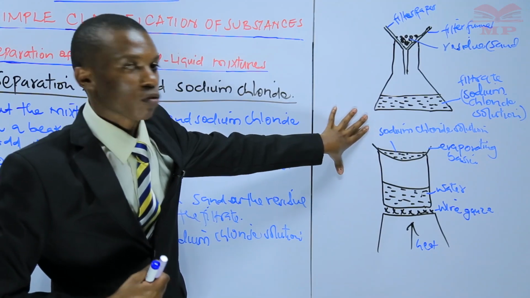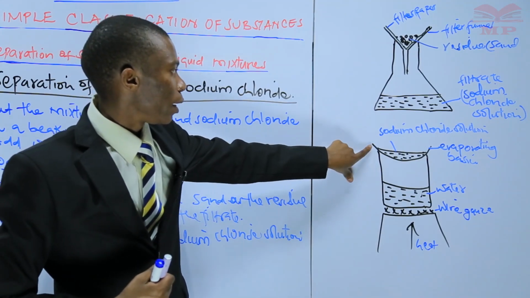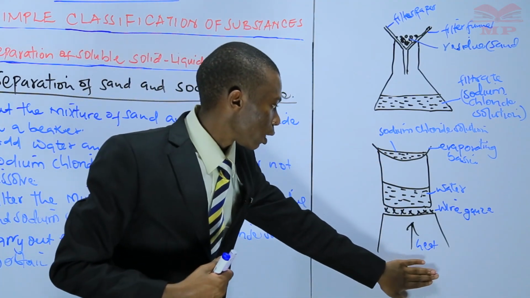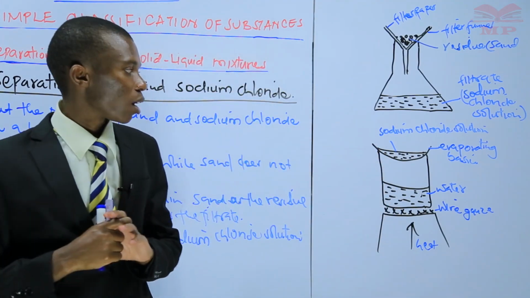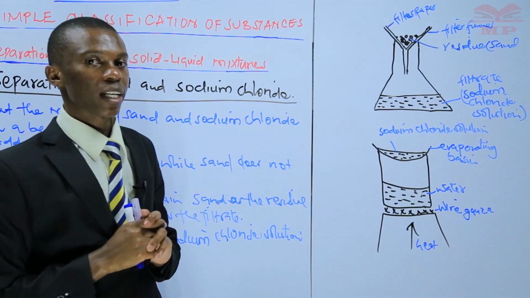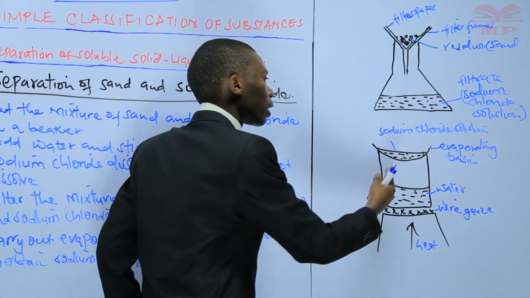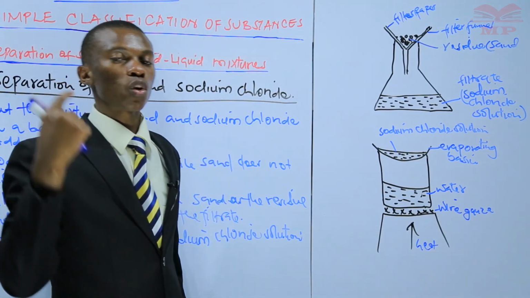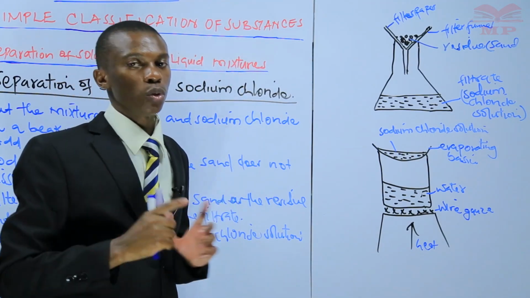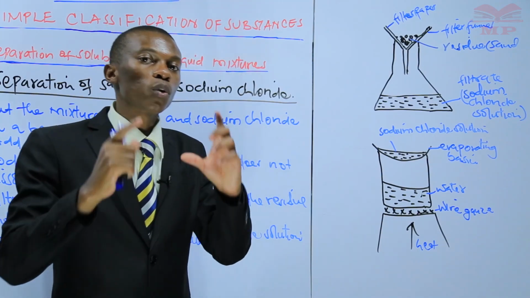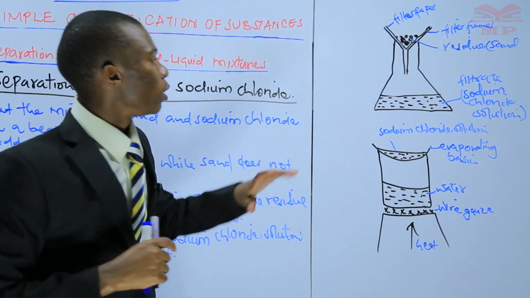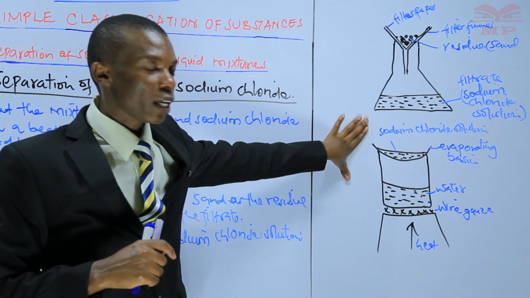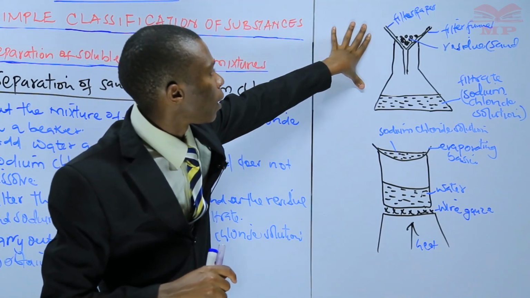You have the solution of sodium chloride. There is the evaporating basin. Then there is heat. You're heating. The heat is now coming from a Bunsen burner flame, preferably non-luminous flame. Then once you heat it, water is now going to evaporate. You are going to be left with sodium chloride salt.